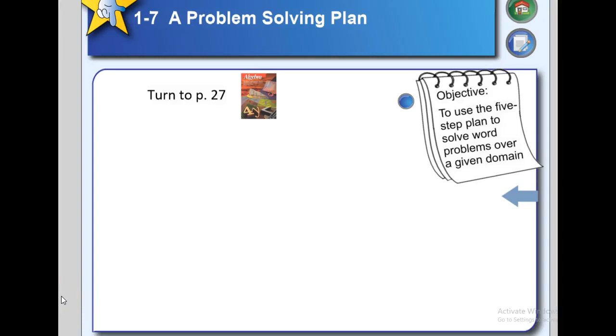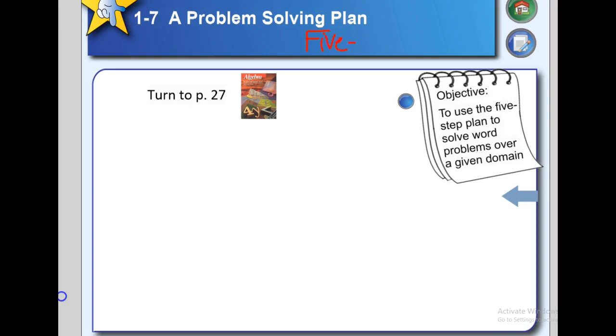Okay, class. We are continuing on for the battle for story problems. And today we're going to kind of put it all together. So if you want to go ahead and label your paper 1-7, a problem-solving plan. Now, we're going to find out in our book, especially when we start doing story problems, starting today, forever and ever, amen, we're going to use the 5-step plan.